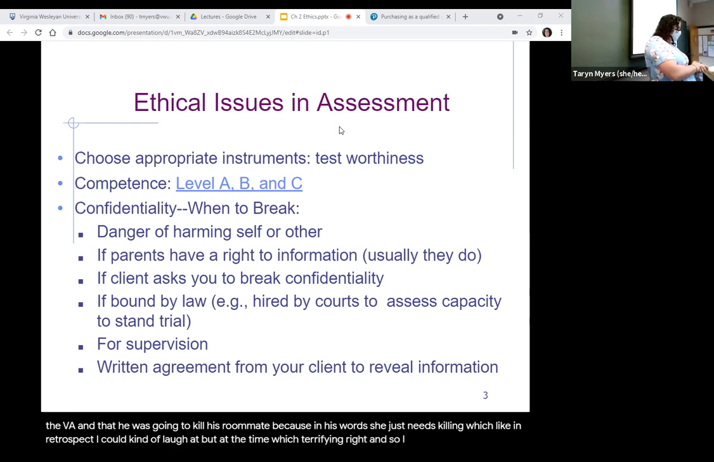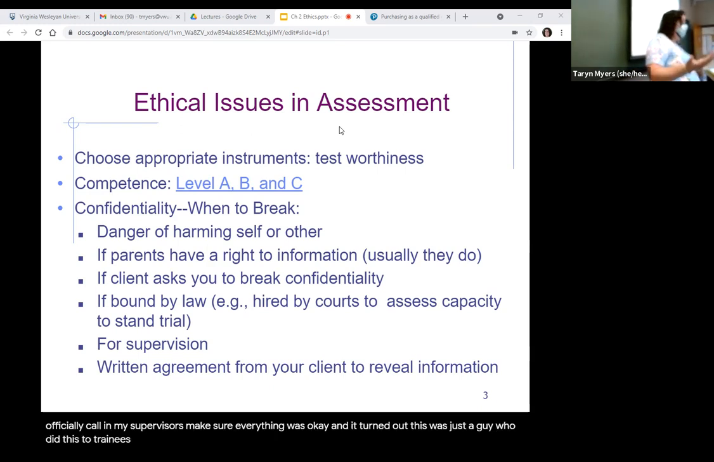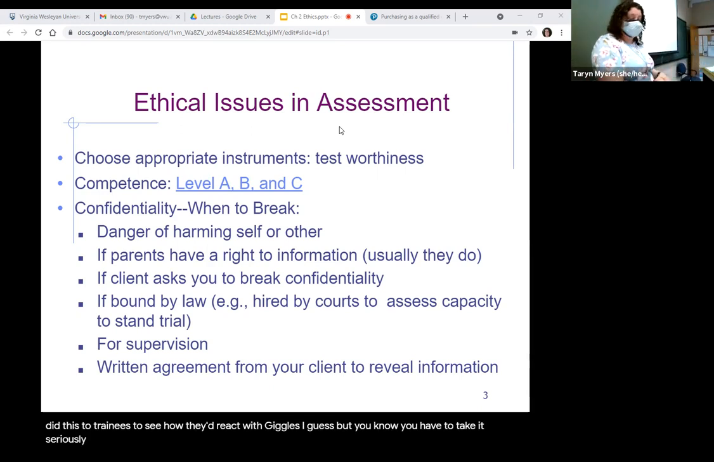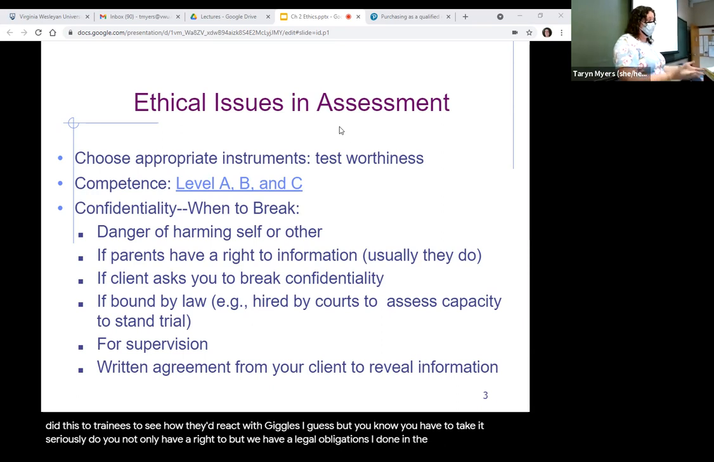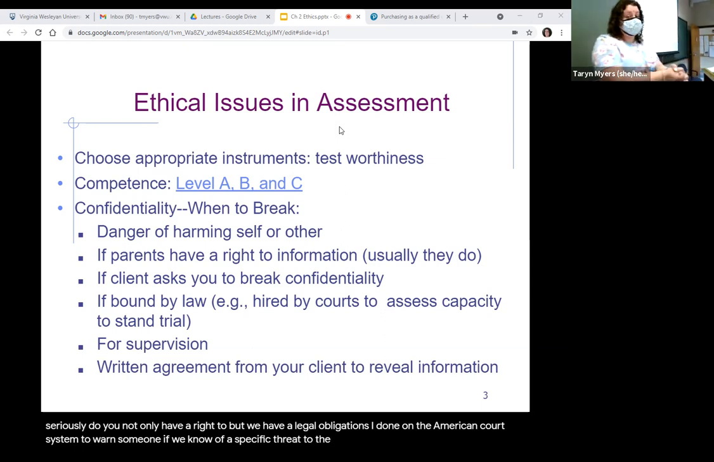And so I had to call in my supervisors, make sure everything was okay. And it turned out this was just a guy who did this to trainees to see how they'd react, which is sort of shits and giggles, I guess. But you know, you have to take it seriously. We not only have a right to, but we have a legal obligation set down in the American court system to warn someone if we know of a specific threat to their life by our client.